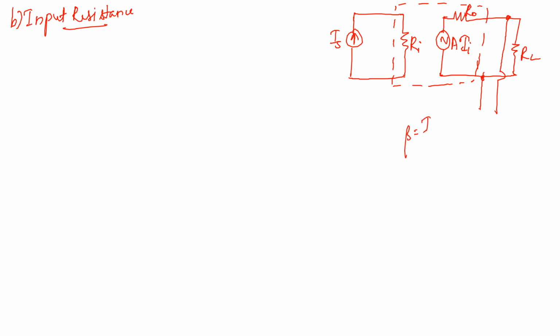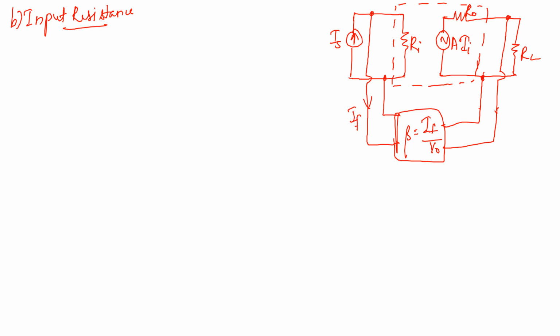Beta is equal to IF divided by V naught. So the same signal will be going to the feedback network. Here also you will be having the shunt connection. So the feedback current is equal to IF and the current flowing towards the amplifier is equal to II. Okay, so you are going to find out the input resistance. So what is your input resistance with feedback? Let me consider the input resistance with feedback is represented by RIF. RIF is equal to input voltage divided by the overall input current. So it is equal to Is.